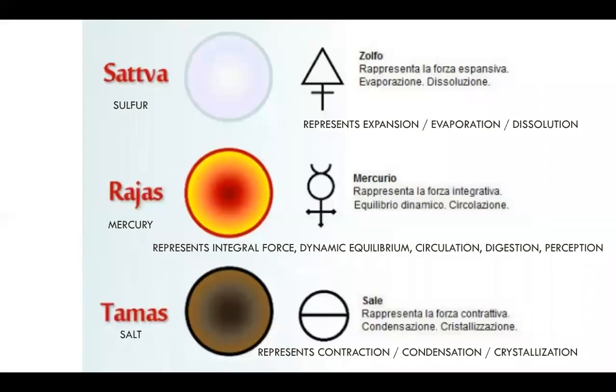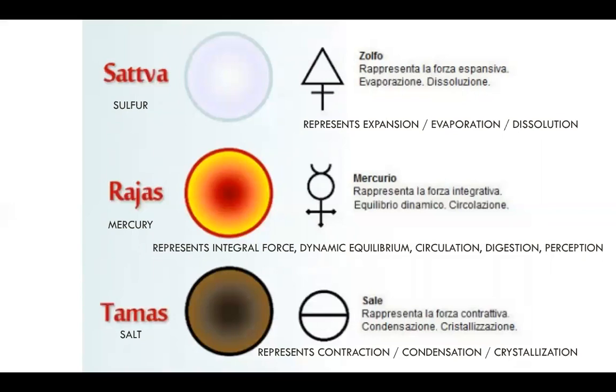This is kind of, well, first of all, a lot of this is in Italian, and that's because we're not English centric, but nonetheless I translated it. This is kind of a Hermetic alchemical perspective on sattva, rajas, and tamas. This is for people who are interested in alchemy, but sattva is sulfur, rajas is mercury, and tamas is salt. And basically sattva represents expansion, evaporation, and dissolution. So as such, it's not necessarily harmonious for life because it's about moving from matter to subtlety.